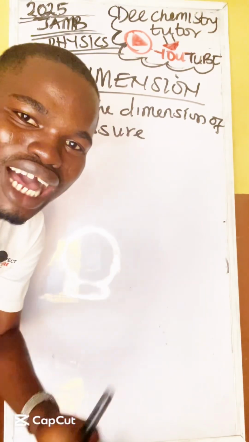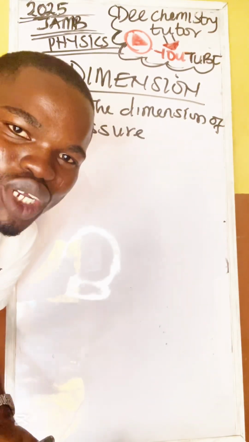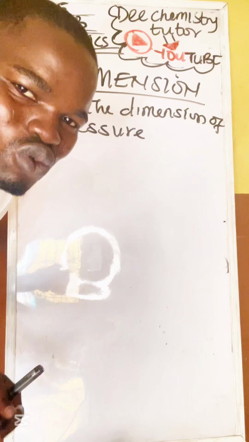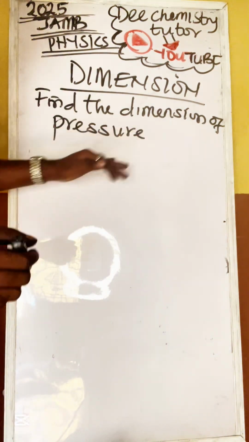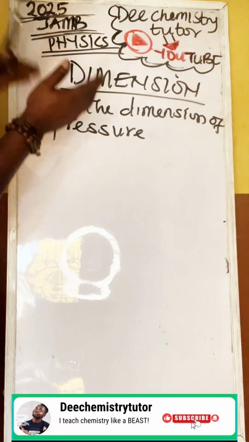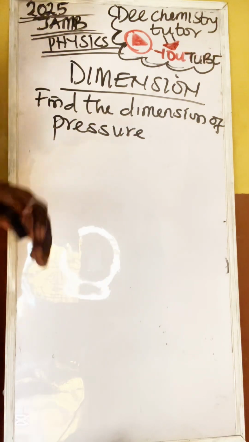As a physics student, I don't know why you would ever miss a question on dimension. Please come closer, let me teach you and say bye-bye to the problem. Now, you can be given a question: find the dimension of pressure. It can be as simple as this, it can be as simple as any other thing, okay?